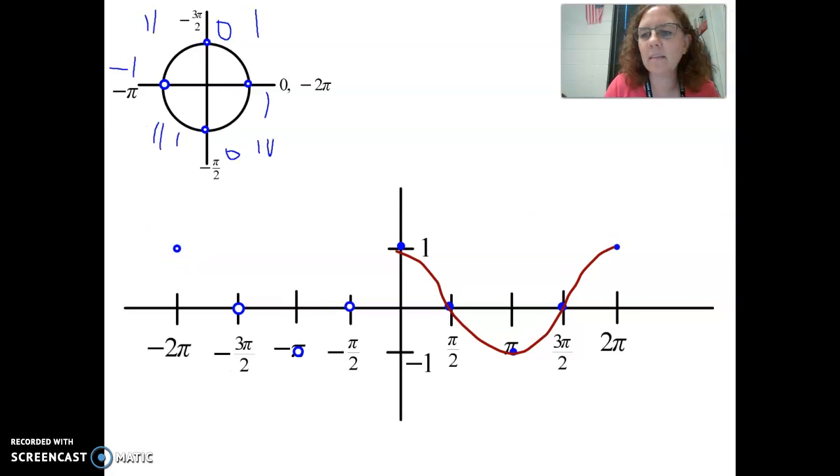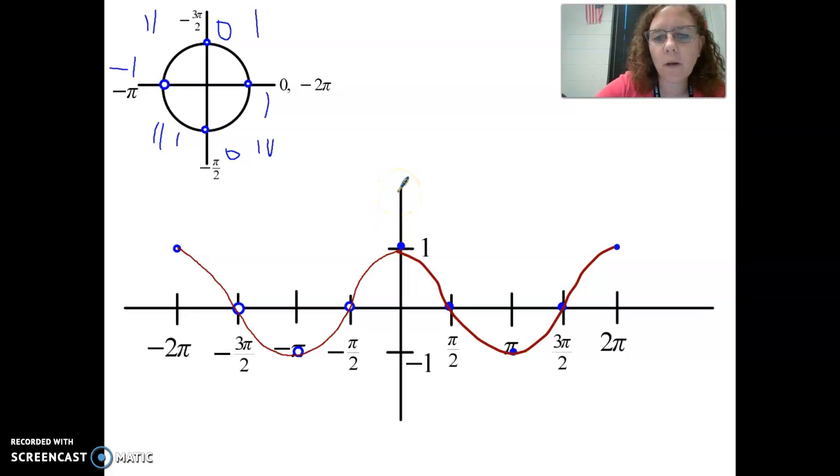So if I connect the dots, just like what we did before, start here at 1 and connect down, down, up, up. And you can see I get the same curve. I'm just drawing it backwards. I'm just starting backwards like this because I'm going around the unit circle negative.